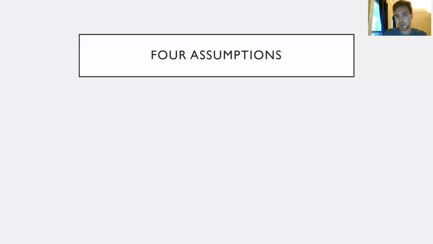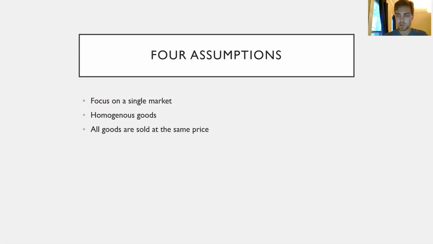So first, we're going to make a couple of assumptions. I say 4, but it's actually kind of 5. So we're going to focus on a single market, right? So when we're looking at supply and demand of something, it'll be the market for, say, apples or cars or something. It won't be a more general market for apples and cars and all sorts of things. So we're going to keep it to one good at a time. We're going to assume these goods are homogeneous. So all the goods are exactly the same.